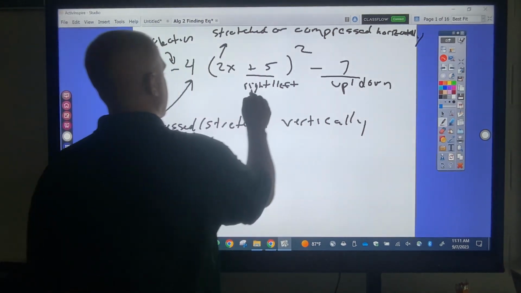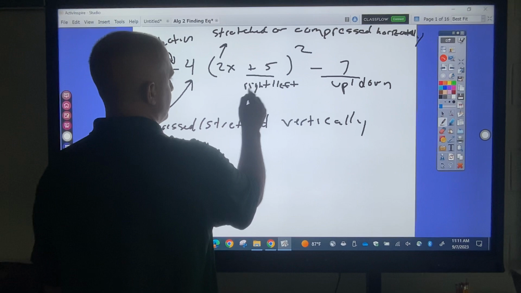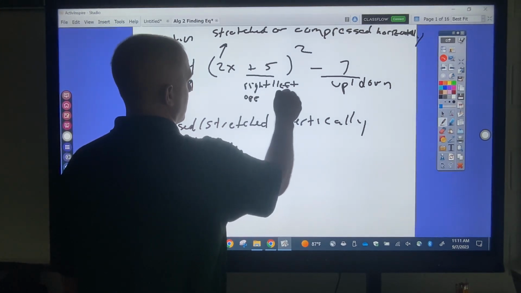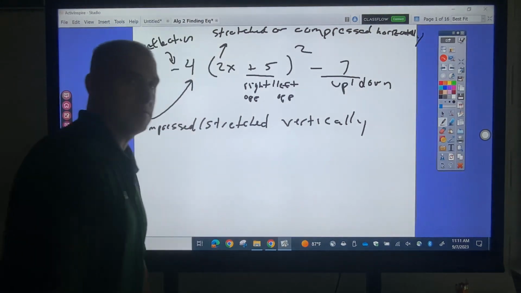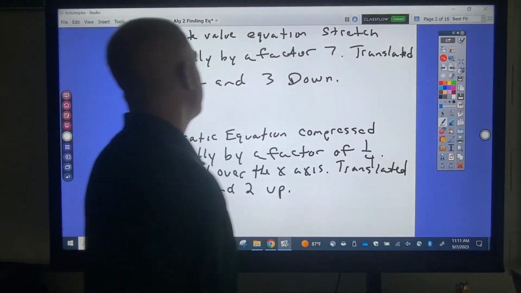Obviously, if it's inside the function, you actually do the opposite, and same thing here. This actually follows that. Okay, so let's go through some examples.